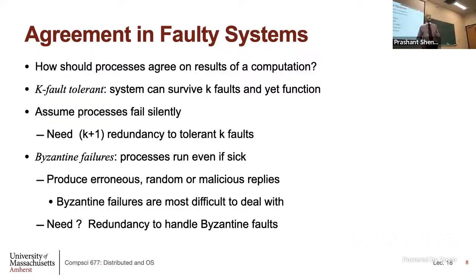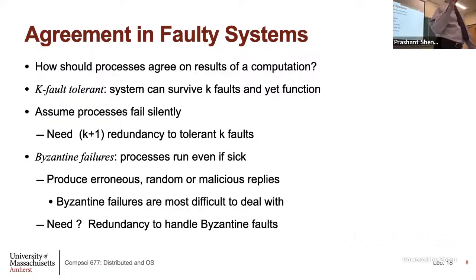So in Byzantine fault tolerance, all the processes seem up. They're all producing output when you send them a request. So you can't tell whether a process is faulty or not just because it's up and running. So we need an additional degree of redundancy, as we will see, and we'll have to ask the question, how many additional replicas do you need to tolerate K Byzantine faults?